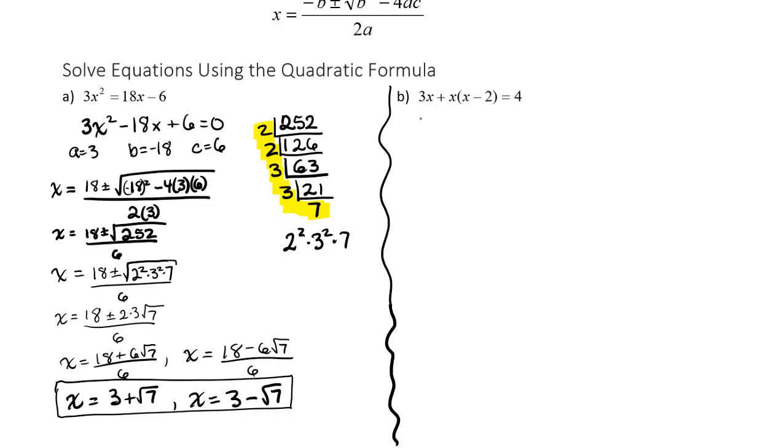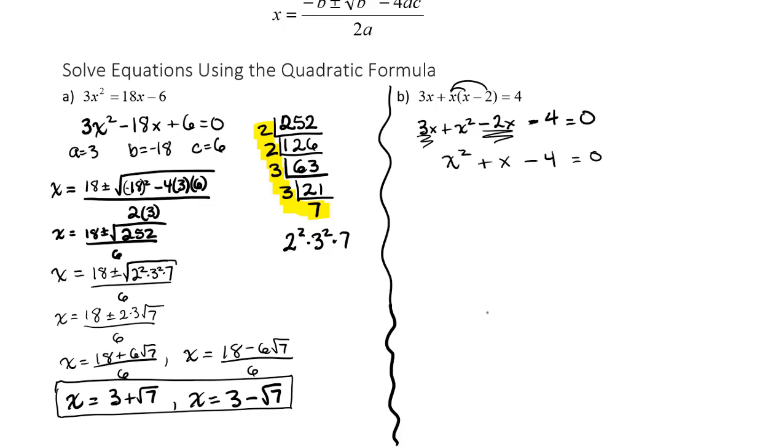Now let's take a look at part B. We have 3x plus x times x minus 2 equals 4. This gives me 3x plus x squared minus 2x minus 4 equals 0. I distributed the x inside the parentheses and I brought the 4 to the other side, so the equation now equals 0. I am going to now combine like terms to get x squared plus x minus 4 equals 0.